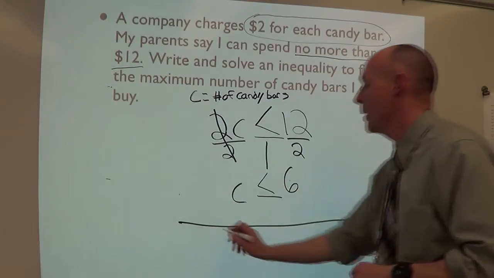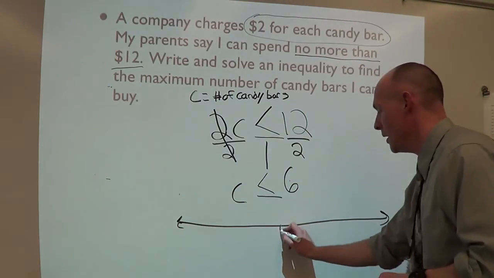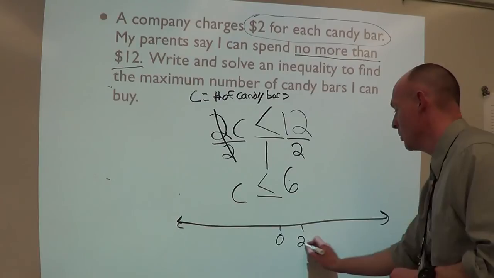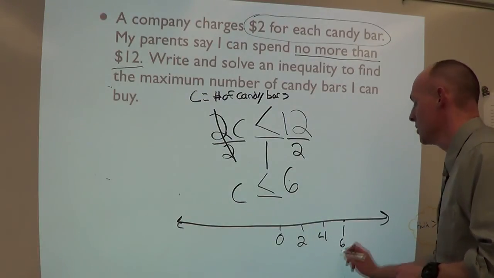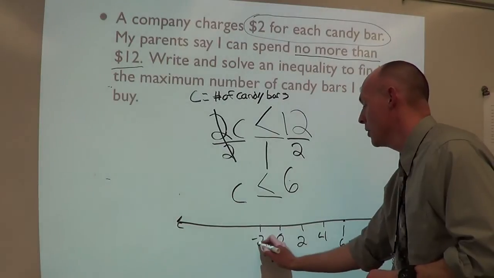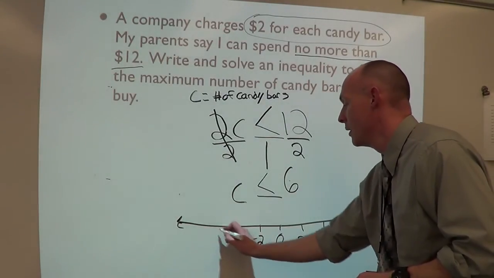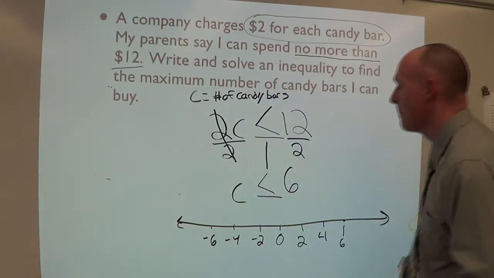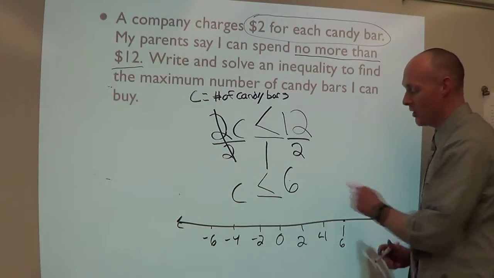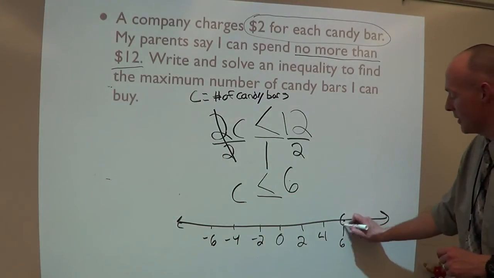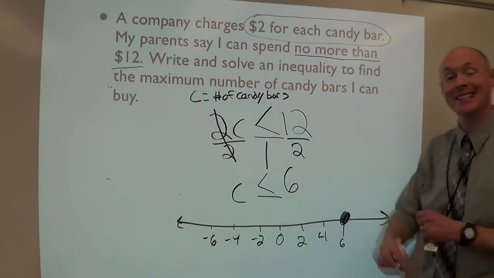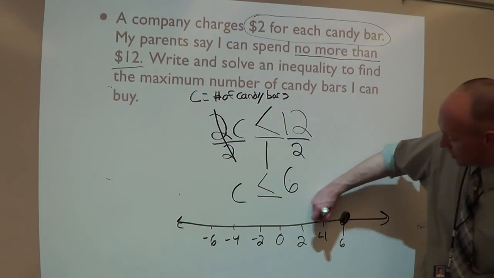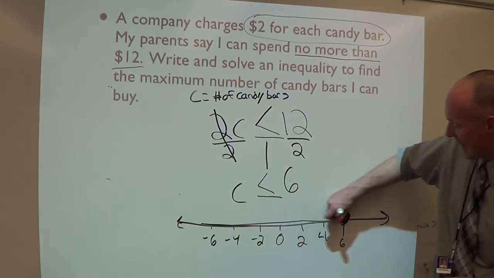And I'll try to draw a quick graph right here. And 0, and 2, 4, 6, and -2, -4, -6. Okay, so C is less than or equal to 6. So I go to 6, and I fill it in because C counts. And it's less than or equal to 6, so I'm going to shade in it that way.